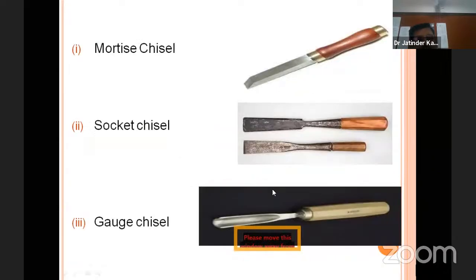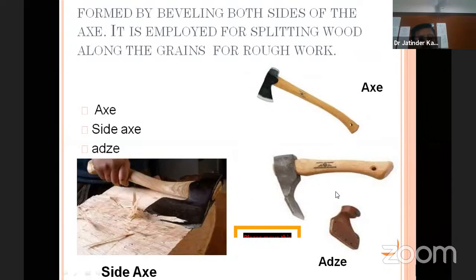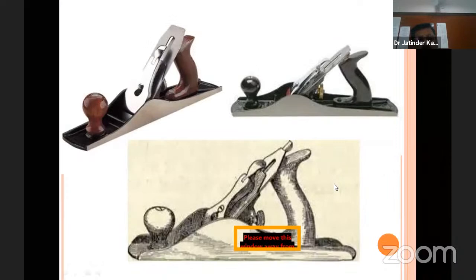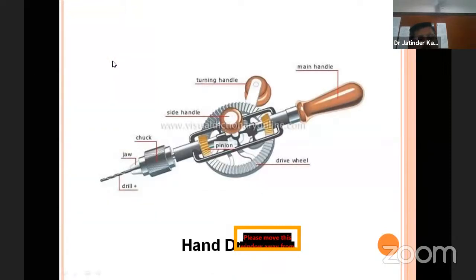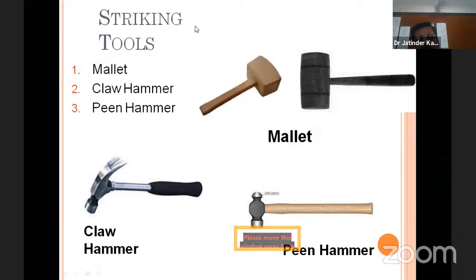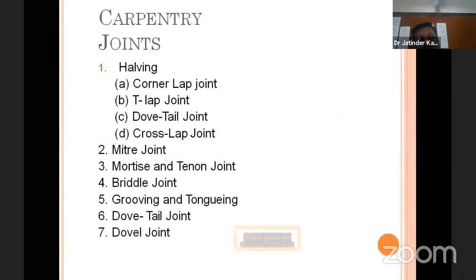Mortise chisels, gouge chisels, planes, boring tools like gimlet, brad awl, auger. This auger is rarely used nowadays. In old times, if you happen to see about 30-40 years back, this auger was used to drill holes in the wood, right? This is a hand drill. Striking tools: mallet. It is not called a hammer, it is called a mallet. Claw hammer, peen hammer, miscellaneous tools are there.